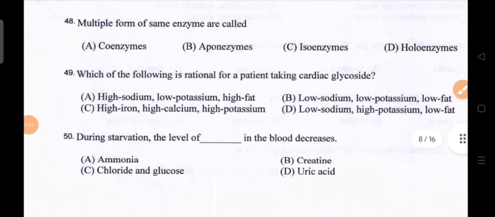Multiple forms of enzymes are called isoenzymes.